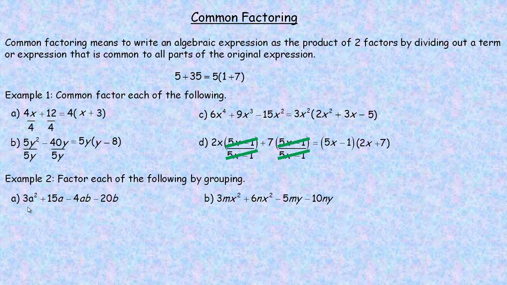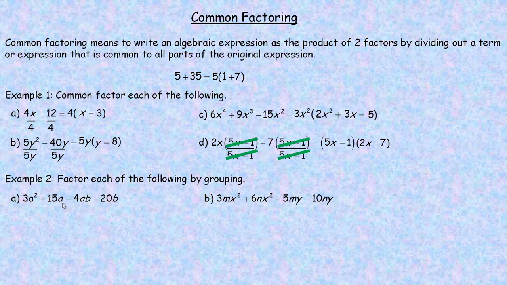So the idea is this. Notice that there isn't a common factor in all the terms. For example, 3 divides into 3 and 15, but it doesn't go into negative 4ab or the negative 20b. There's actually a's in all of these, but there's no a to factor out here. And there's b's in both of these, but there's no b to factor out here. So there's no common factor in the entire thing. But look at the first 2 terms, and sometimes you might want to rearrange it, put it in different orders.